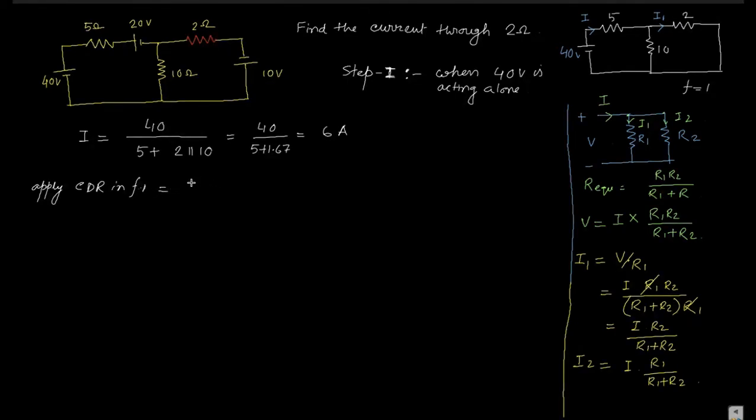I1 is nothing but the total current I, and here you have to find the current through the 2 ohm. So take 10 ohm as the numerator, and the denominator is 2 plus 10. So I is 6 into 10 divided by 12, which is 5 ampere, and the direction of current is in this direction.